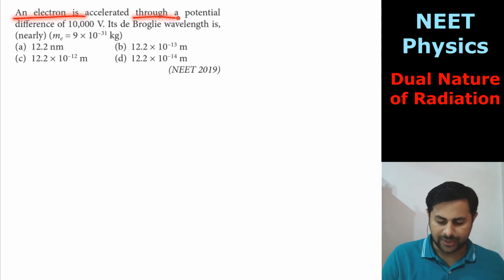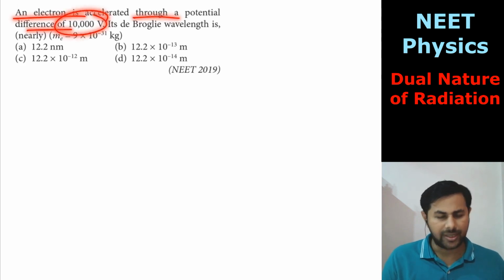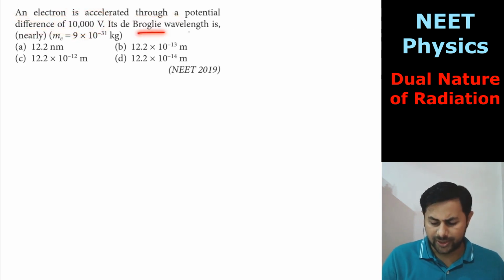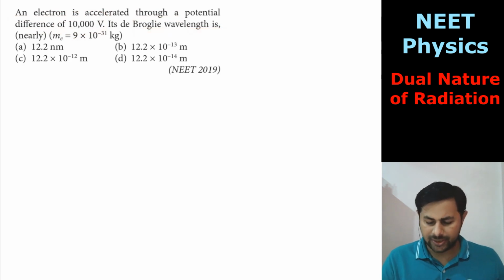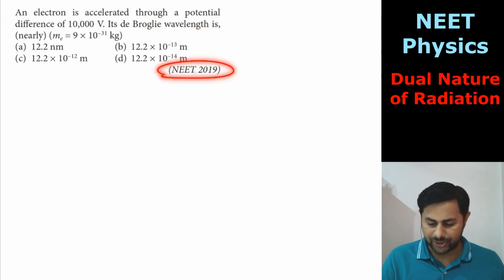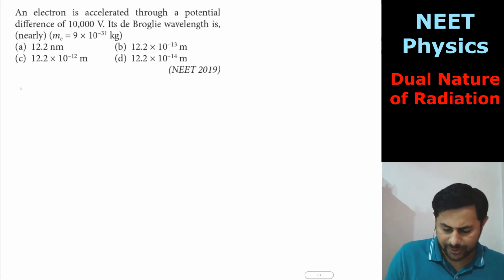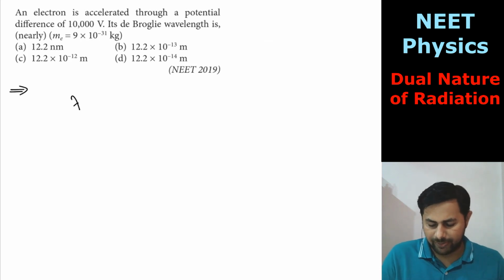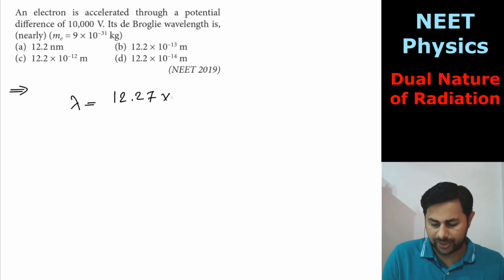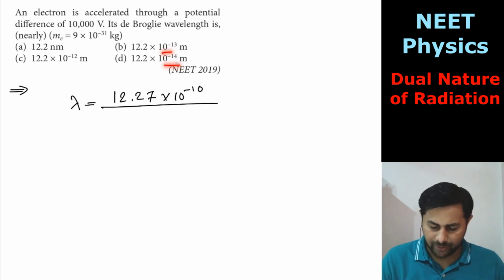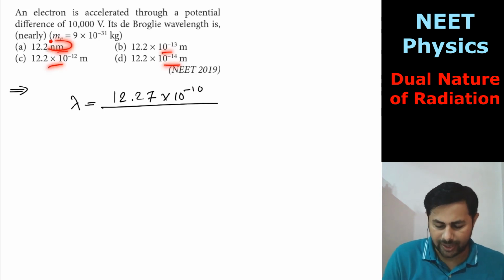An electron is accelerated through a potential difference of 10,000 volts. Its de Broglie wavelength is, again same. Okay, simple question. This is from NEET 2019. So NEET 2019, NEET 2020, same question, right? So lambda equals 12.27 multiplied by 10 raised to minus 10, right? Because they have given the powers here. One answer is in nanometers.